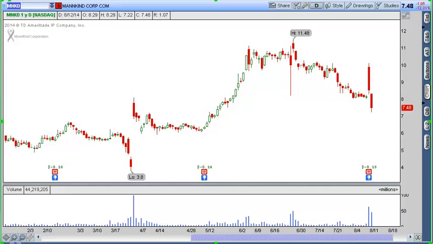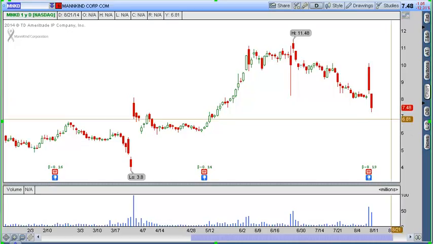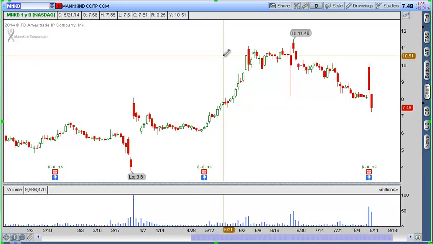Just reading through. We've done all the major pairs. We'll start looking at some crosses here. We only have about 4 minutes to go.